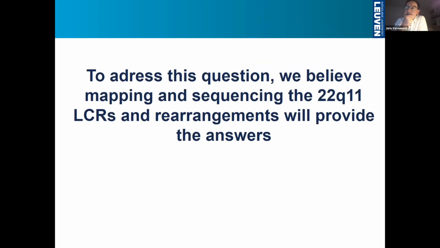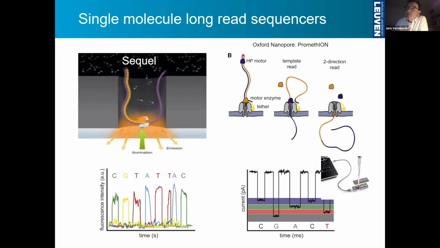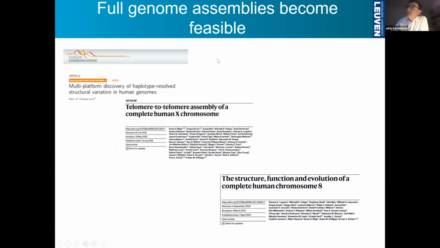So to address this question, we really thought that mapping and sequencing the 22q11 LCRs and the rearrangements would provide the answers. And now I think there are two technologies with long-read sequencing which actually opened this door. I'm not going to go into that, but basically we have the PacBio Sequel, and maybe even more exciting is the Oxford Nanopore PromethION. The reason I say it's more exciting is because the reads we get are maybe not perfect in sequence, but they're longer.